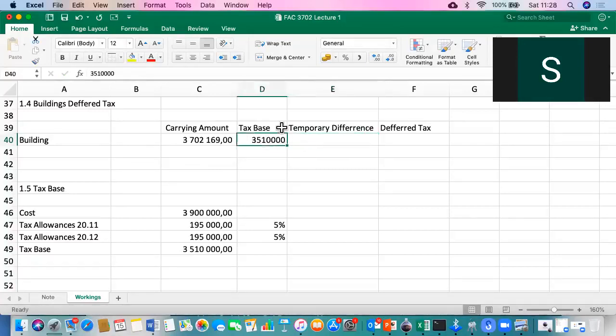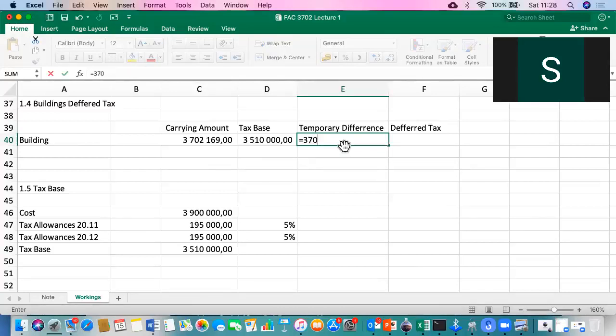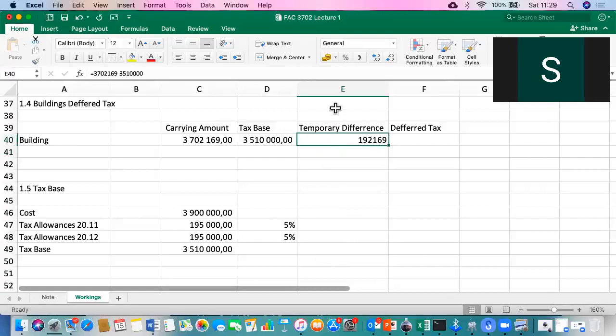What's my temporary difference? My temporary difference is carrying amount minus tax base. It's equal to 3,702,169 minus 3,510,000. Okay. And we get our temporary difference of 192,169. Right. So that's how we calculate the deferred tax on the building.